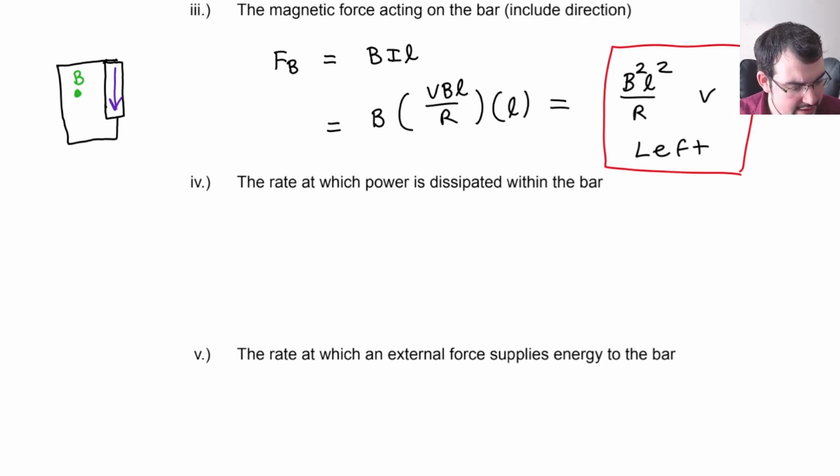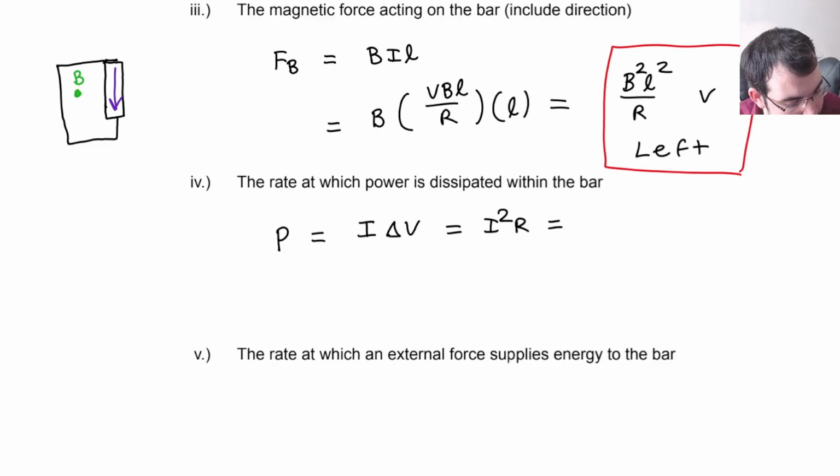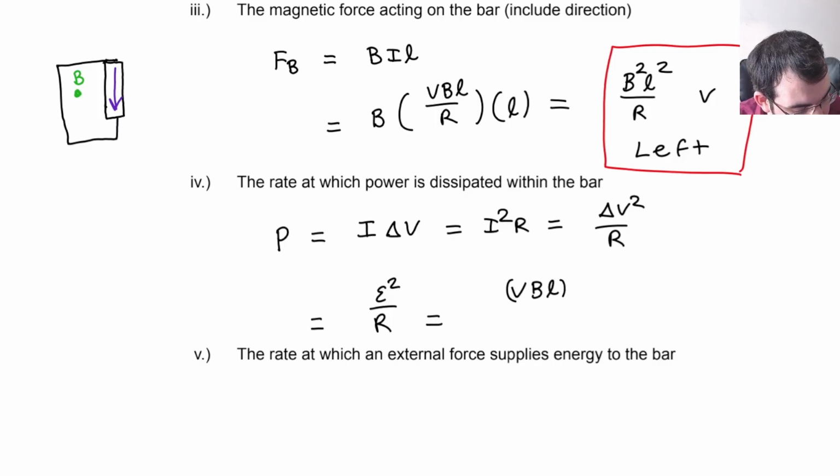All right, what is our rate of energy dissipation within the bar? Well, pick your favorite power formula. We got I delta V, we got I squared R, we got V squared over R. Usually we'll know about EMF, so usually it's this one. So we're going to say this is equal to the induced EMF squared divided by the resistance, and we said that the induced EMF is just our good old Hall effect voltage, VBL.